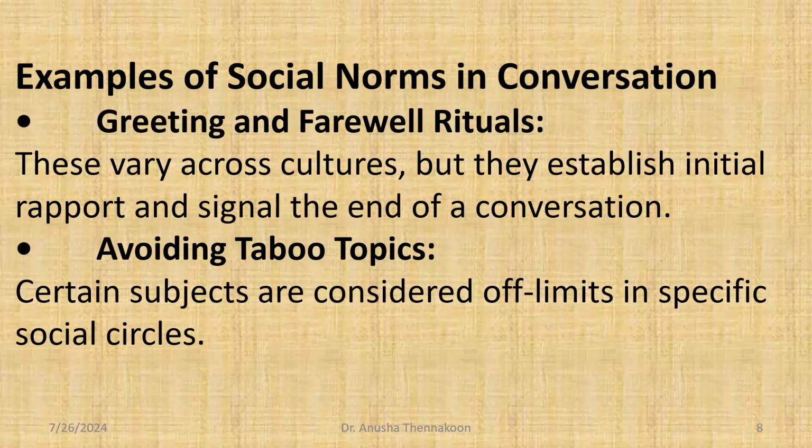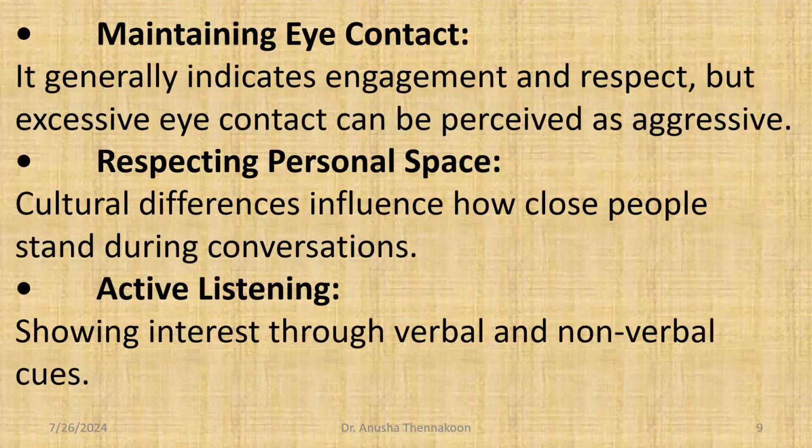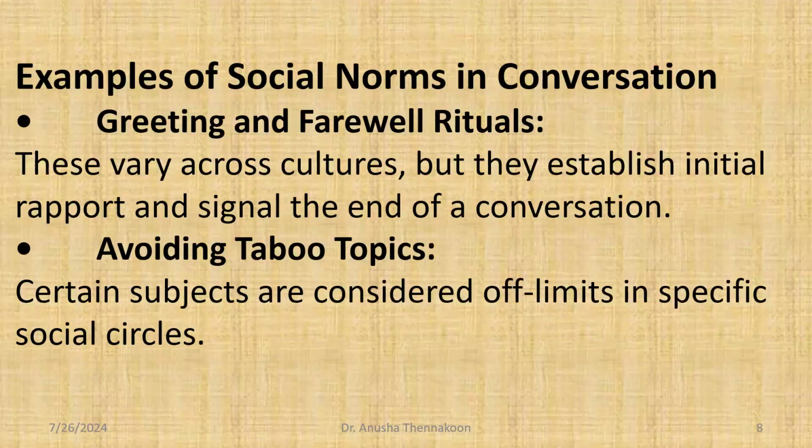And then avoiding taboo topics. Certain subjects are considered off limits in specific social circles. Okay, so when we think about different social groups, there are certain taboos that we cannot talk about openly. For an example, we know Muslim people don't eat pork. So talking about pork with an Islamic person is considered something taboo actually. So, avoiding taboo topics then.